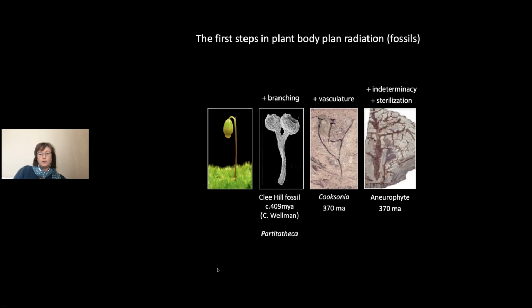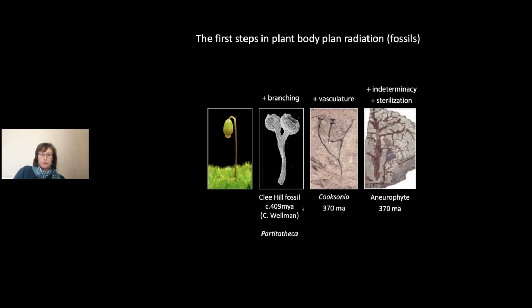I wanted to show you some photos of what these early land plant fossils look like, and I've included a moss for reference on the left. And then the first fossil moving right across the slide is a tiny fossil similar to Partita theca from Clee Hill in the Welsh borders. These are just a few millimeters tall, so this is an SEM image, and the stem's really very narrow, lacking vasculature, but the shoot system or the stem has branches that terminate in sporangium formation, and those are the sort of swollen structures that you can see at the top of the shoot there.